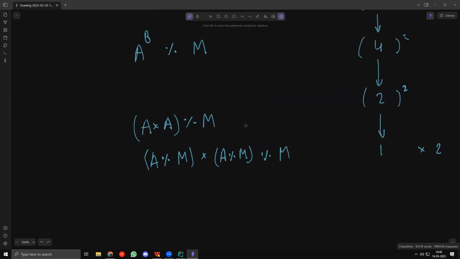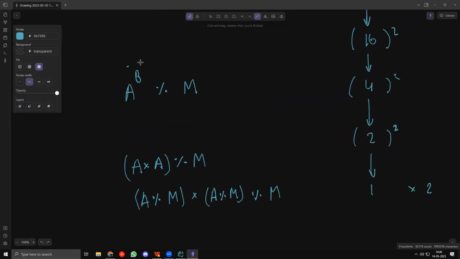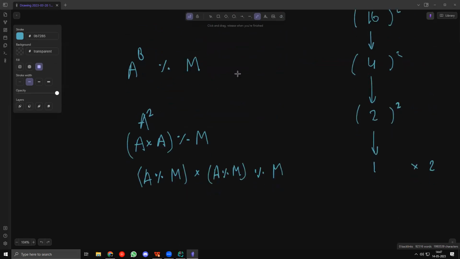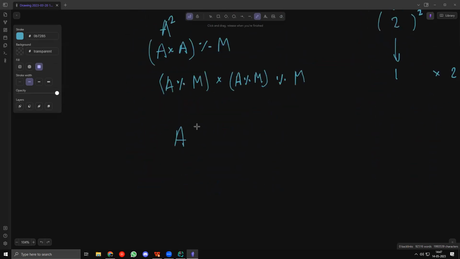Okay, so basically a to the power of b modulo m is just equal to a into a modulo m. So we'll take a square over here, for b equal to 2. So that would be a modulo m into a modulo m, right? So that's it, basically.